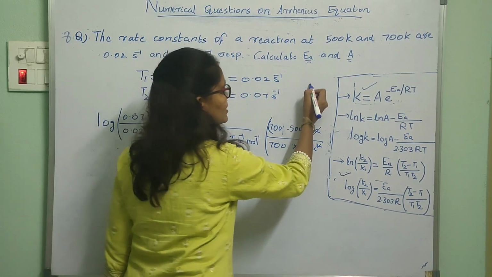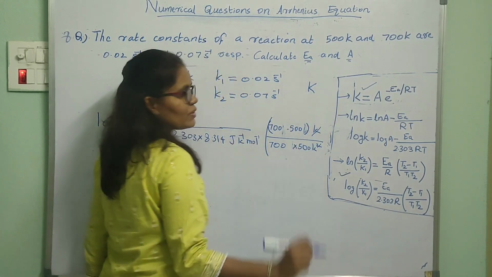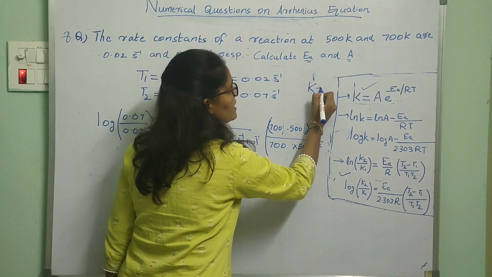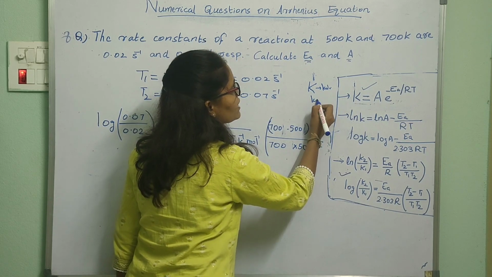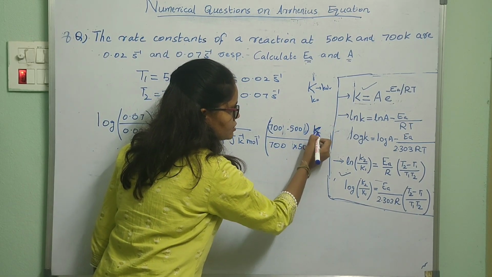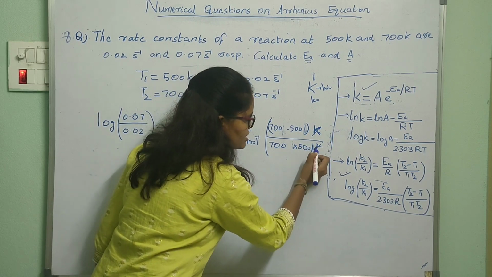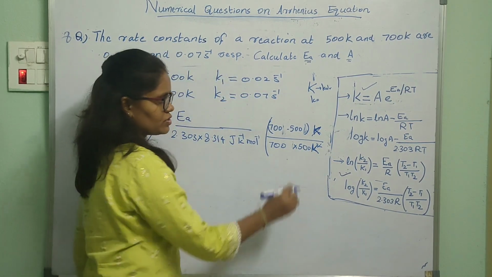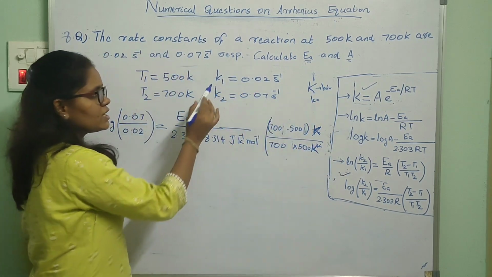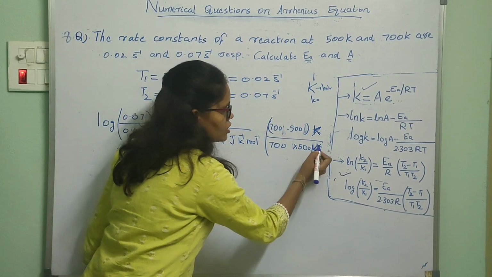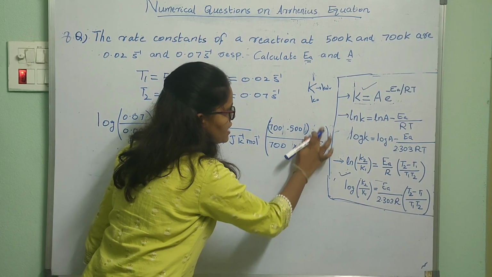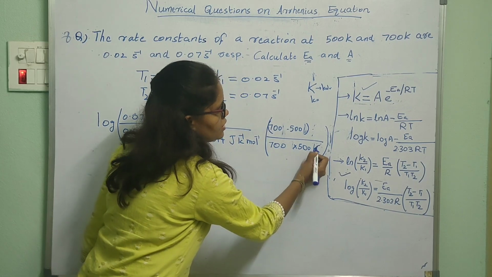Actually this K should be capital K, okay? This capital K represents Kelvin and small k represents rate constant. So I am making a mistake here, but you please don't make these mistakes. This is capital K, not small k. This capital K represents the unit of temperature and this small k represents rate constant. So I am cancelling 1 Kelvin here, and what you have is just a Kelvin in the denominator.